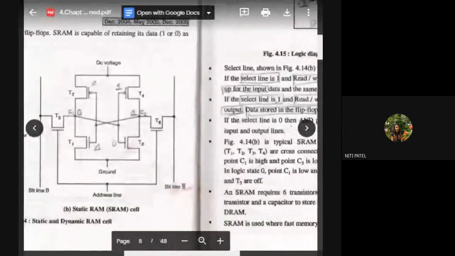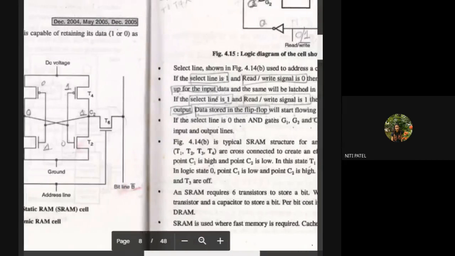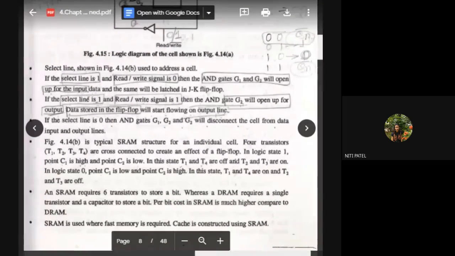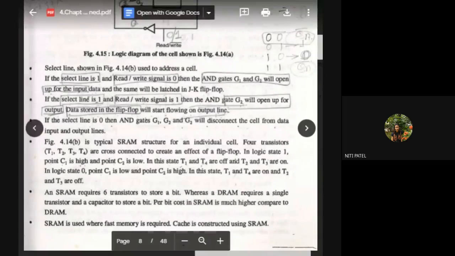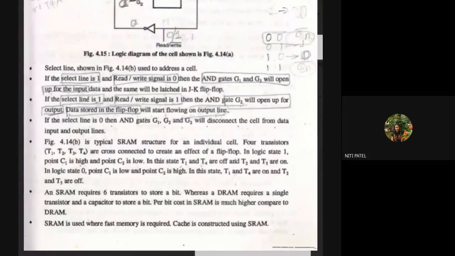Now you come to these lines and look at the diagram. In logic state 1, logic 1 means on, 0 means closed. Okay. We have 4 transistors T1, T2, T3 and T4 which are cross connected in order to get the effect of a flip flop. We have made the flip flop by connecting these 4 transistors in a cross. Why a flip flop? Because it is SRAM. SRAM uses flip flop. So to make a flip flop we have used 4 transistors and connected them in a cross way.